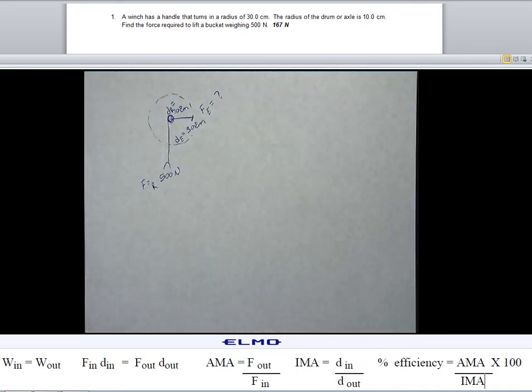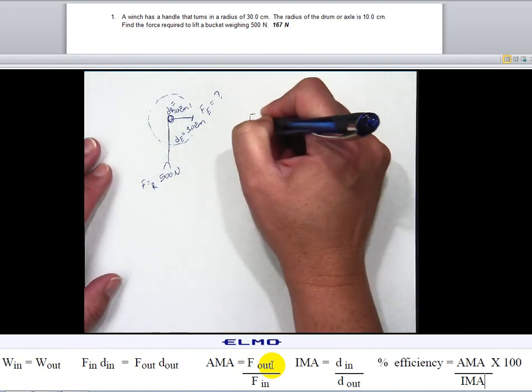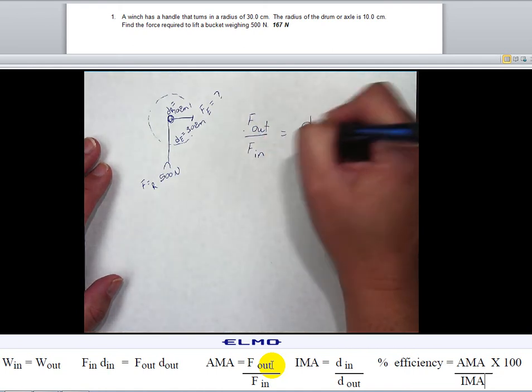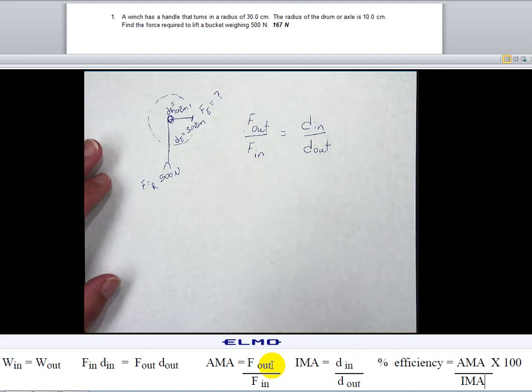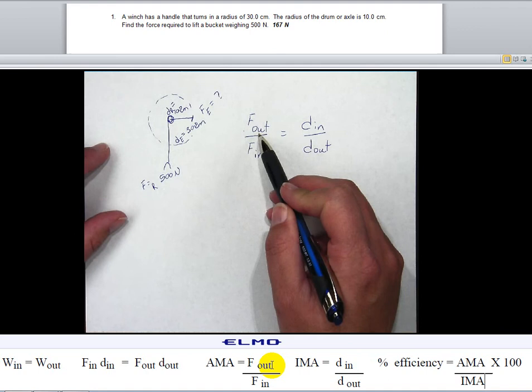Okay, so whenever I set up a problem like this, we have to remember that work in equals work out, or work in is the same thing as your work effort equals work resistance. Okay, so let's go ahead and set it up in an equation kind of like this, but I like to go ahead and have it to where we have our force out over force in equals distance in over distance out. Okay, so let's go ahead and write that as force out over force in equals distance in over distance out.